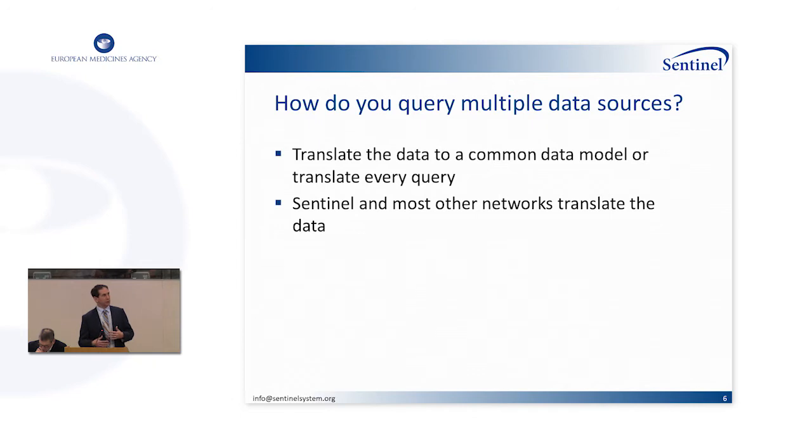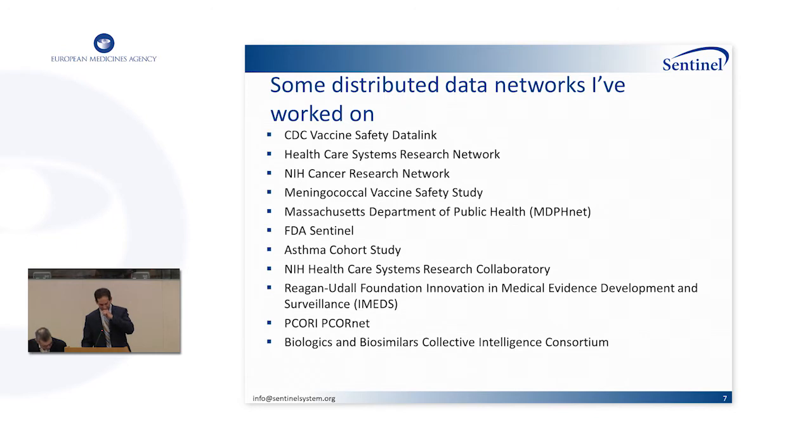The idea when you're doing these kinds of networks, I might refer to them as distributed networks. You're either going to translate the data or you're going to translate the query. When you're translating the data, that's this common data model approach. When you're translating a query, that's this common protocol approach, where you're translating the protocol to the data. So there's really two approaches, but the networks that we'll be talking about have really translated the data.